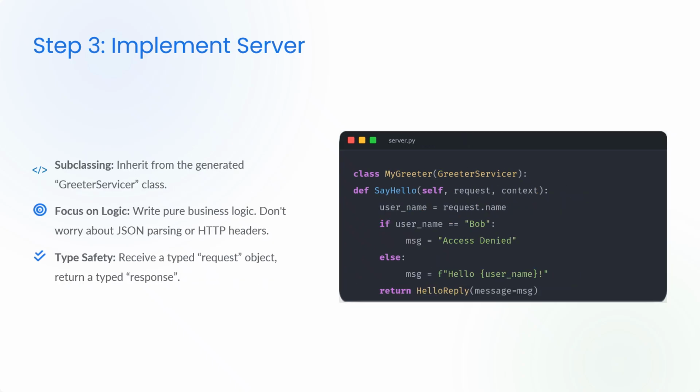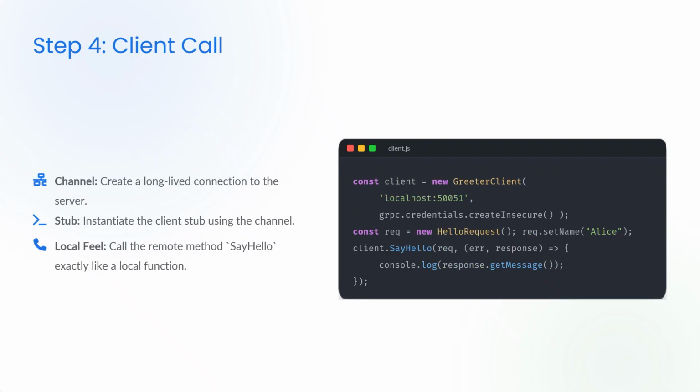Next, the server developer simply subclasses the generated servicer and writes business logic. They don't worry about JSON parsing, routing, or any type of headers. They just simply focus on our core application logic. Finally, the client uses the generated stub to call the remote service like a normal function. gRPC abstracts away the networking, making it feel local even though it's remote.